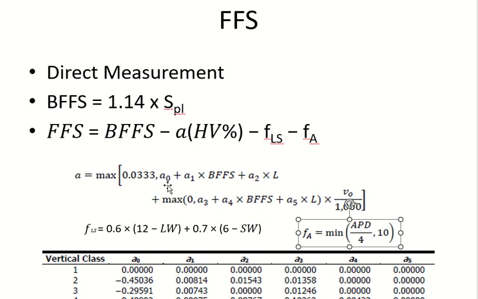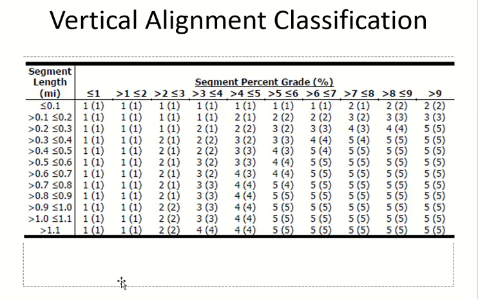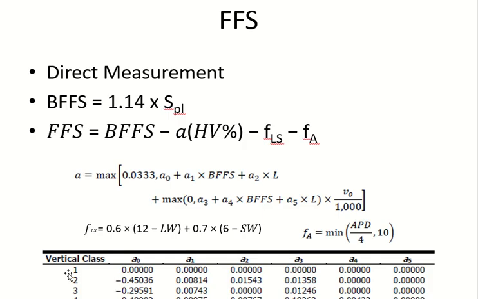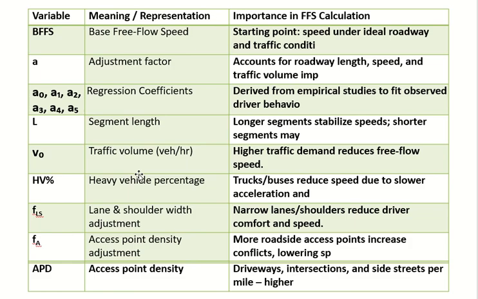Now in this equation you can see you have BFFS, L and V naught, but you have A naught, A1, A2, A3, A4, A5 as well. From where to get these factors? From this table, and this depends upon vertical class only. I showed you, vertical class comes from here. So you take the vertical class from here, then you come to this table and find out what your A values are, and you put them here and compare with 0.033.